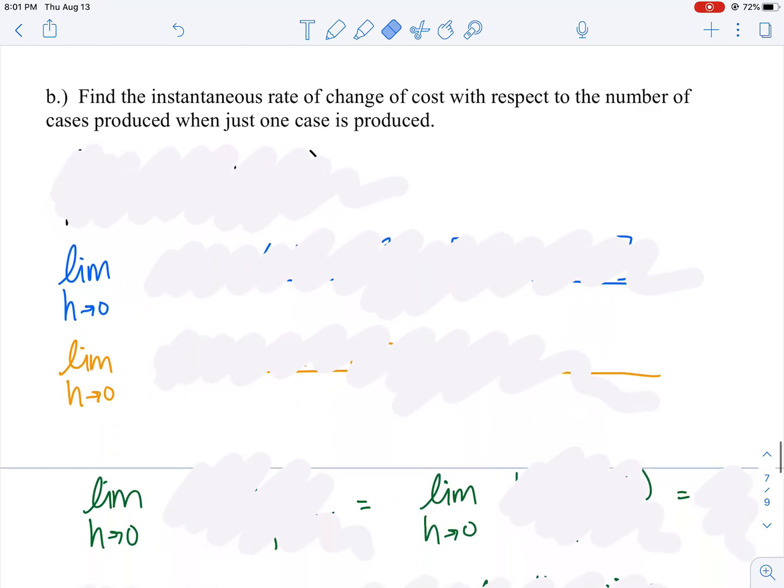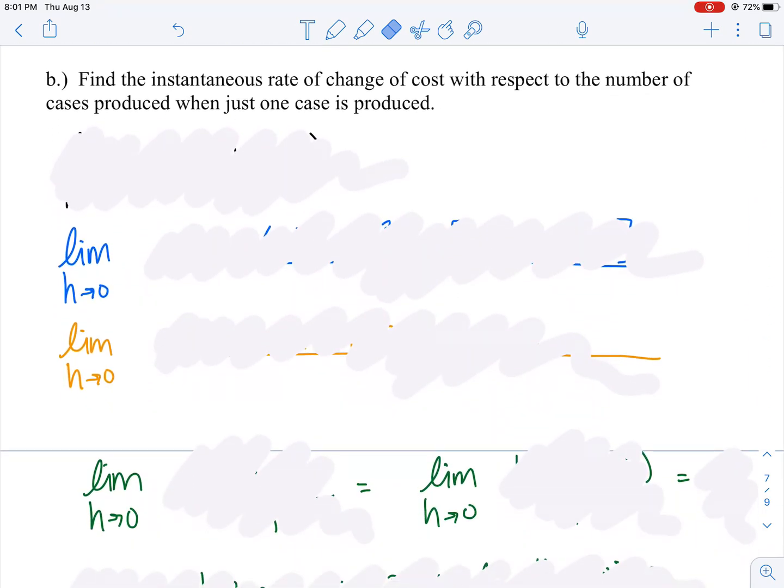Let's do a part B where it asks us for the instantaneous rate of change of the cost with respect to the number of cases produced when just 1 case is produced. So if we produce or manufacture 1 case of these DVDs, how fast is my cost changing at that exact moment? Not from 1 to 5 cases, but exactly 1 case.